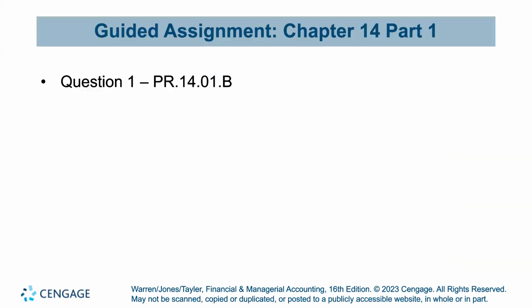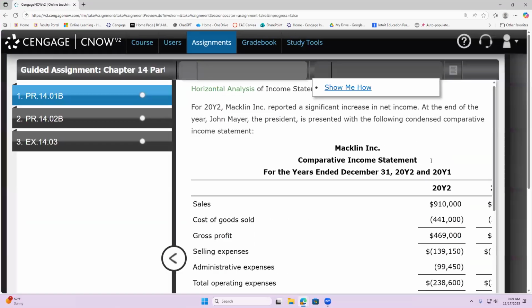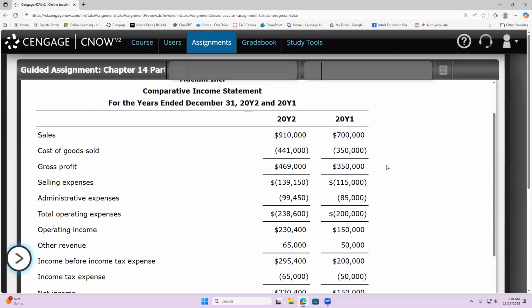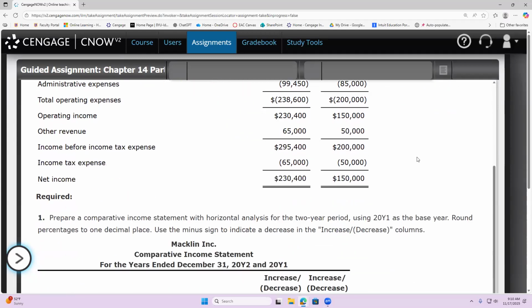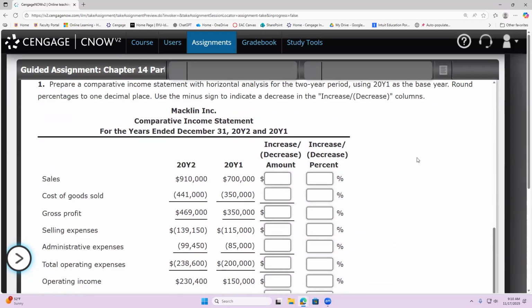All right, so let's look at one in our homework here. So this is the Macklin Incorporated Company, 2022. It's like they had a significant increase in net income. John Mayer is the president, but he hasn't been popular in a while. So here's his comparative income statement. And then they're just going to ask us for an increase or a decrease amount and percent.